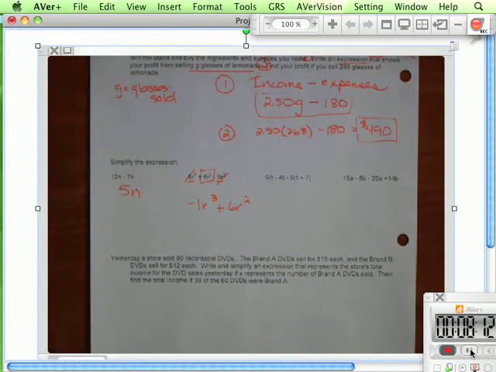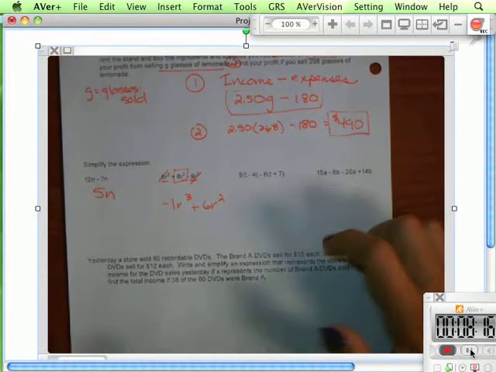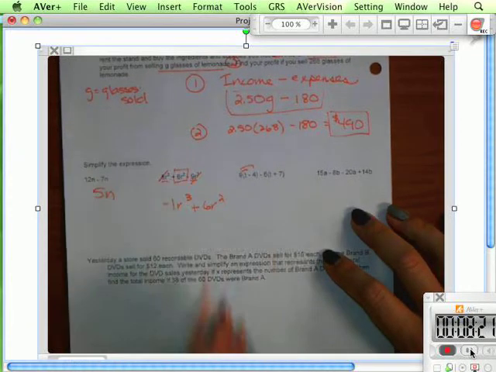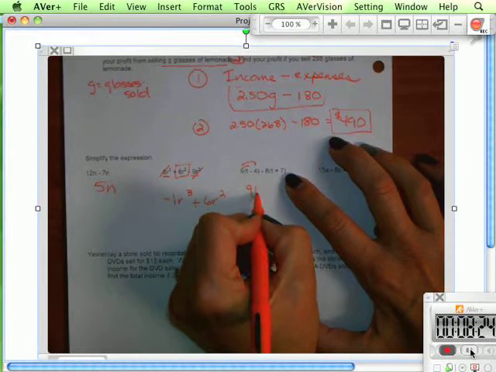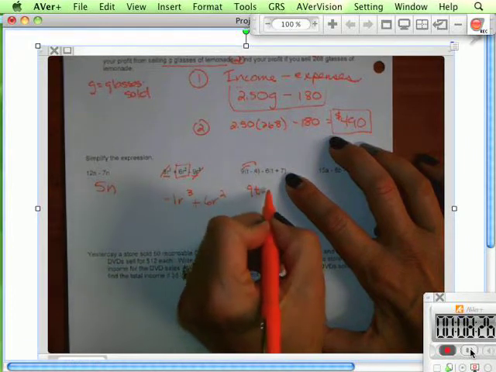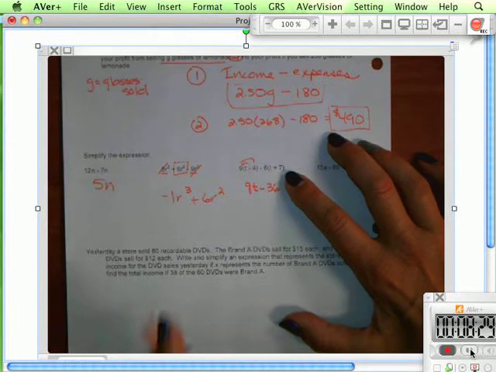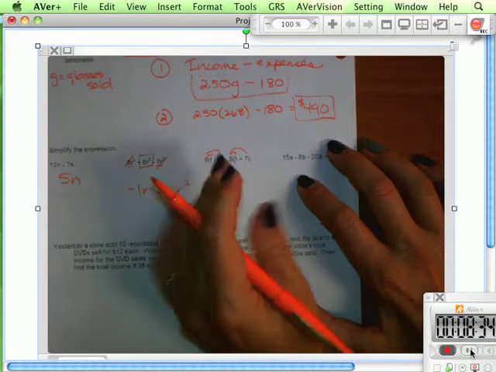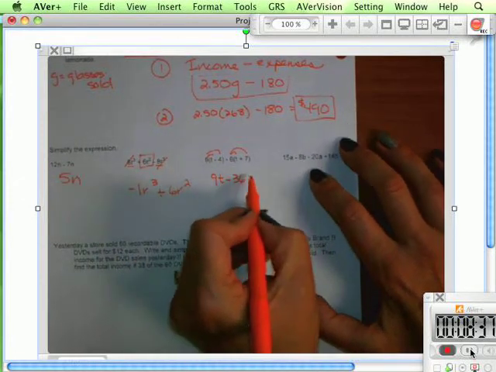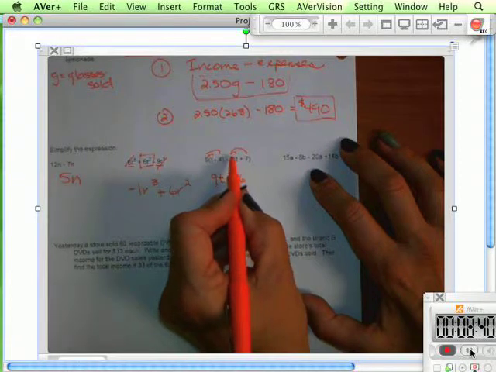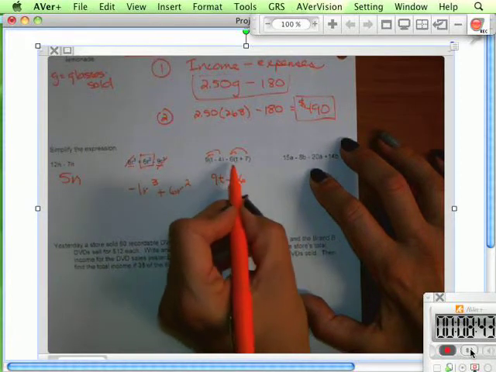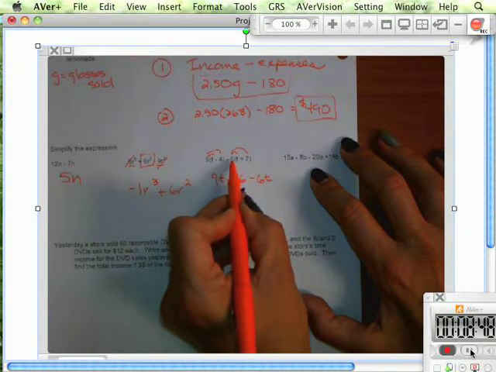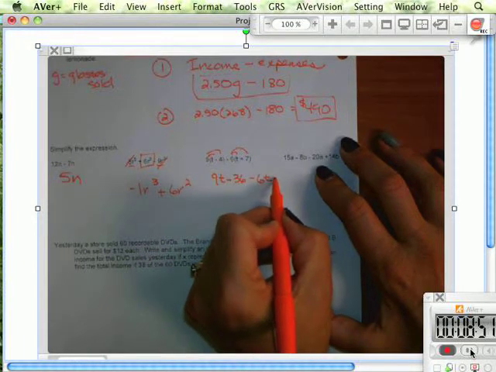Okay? Next one. What do I got to do here? Distribute. It's all about distributing. So 9 times T is 9T. 9 times negative 4 is minus 36. Then I'm going to distribute that 6. So I'm going to put a minus sign here. Signs get a little tricky. I could change this to plus and negative if it makes me more comfortable. But I'm going to do minus 6T. And then minus 6 times positive 7 is a negative 42.